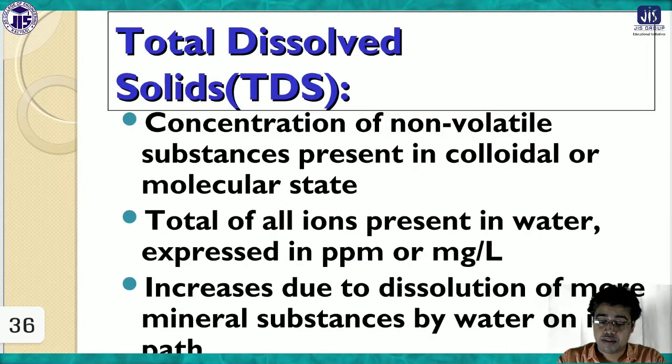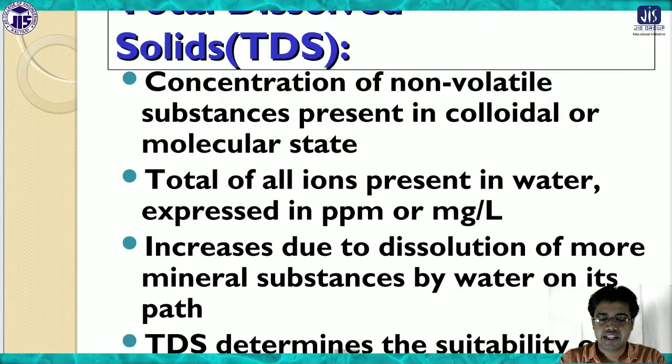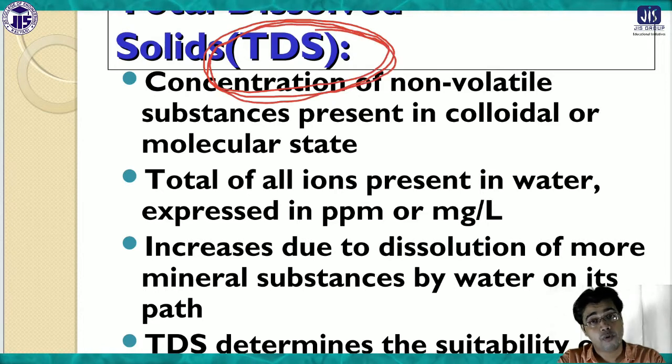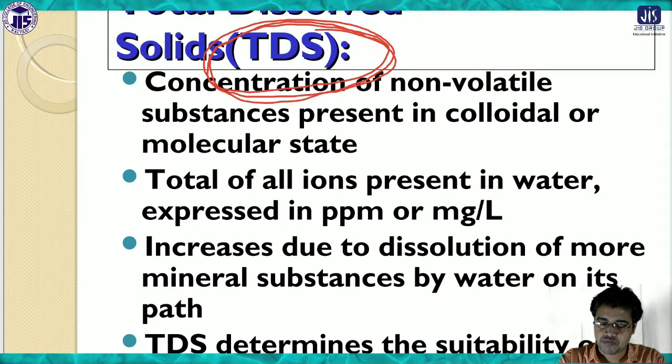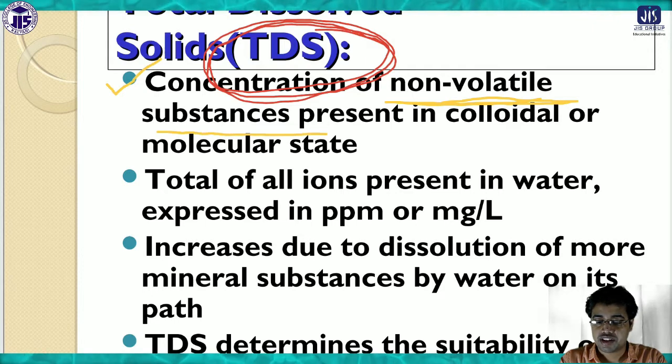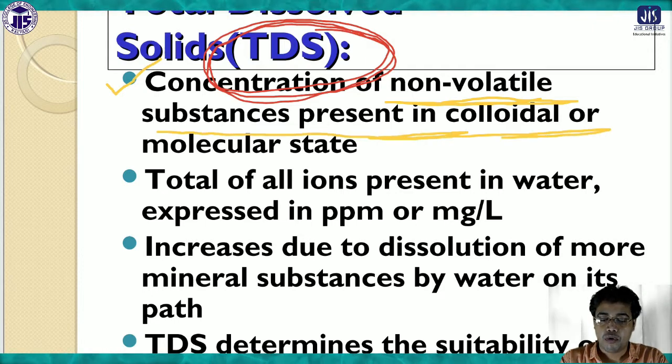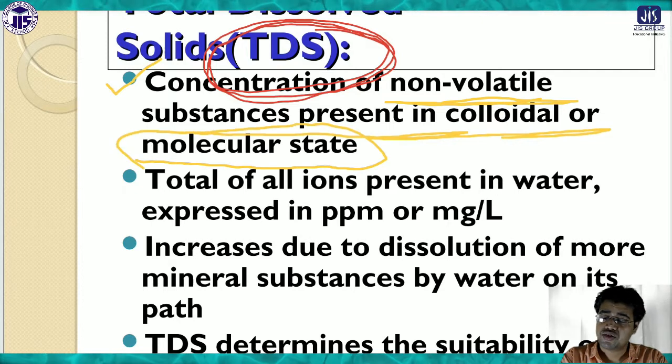Now come to the second parameter, TDS. What is the meaning of TDS? TDS means total dissolved solids. This is another important water quality parameter. Total dissolved solids denote the concentration of non-volatile substances present in the colloidal or molecular state. So either they are present in a colloidal state or in a molecular state. This is called TDS, or total dissolved solids.